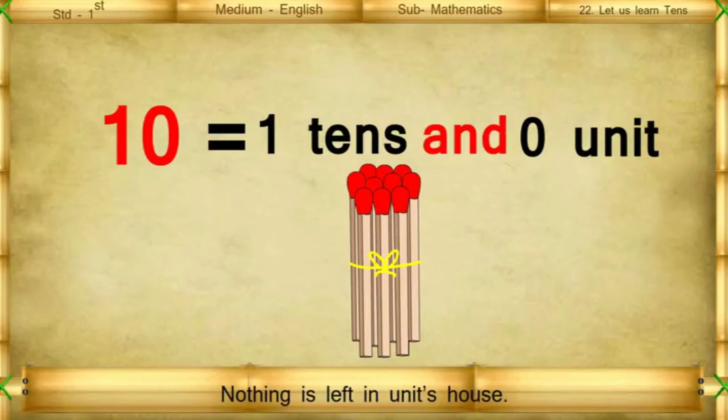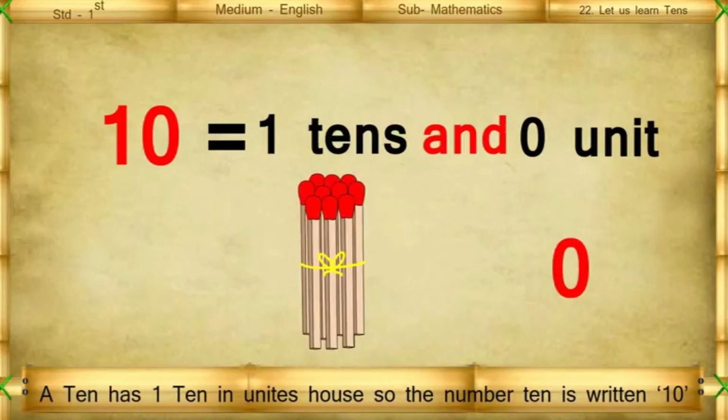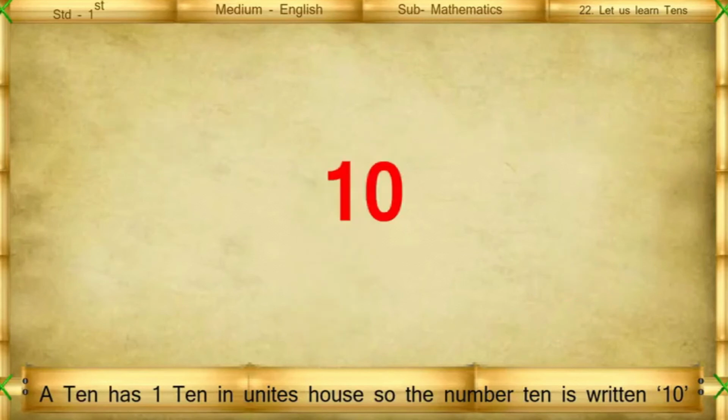Nothing is left in the unit's house. So, we write 0 in it. A 10 has 1 ten in the tens house. So, the number 10 is written as 1 0.